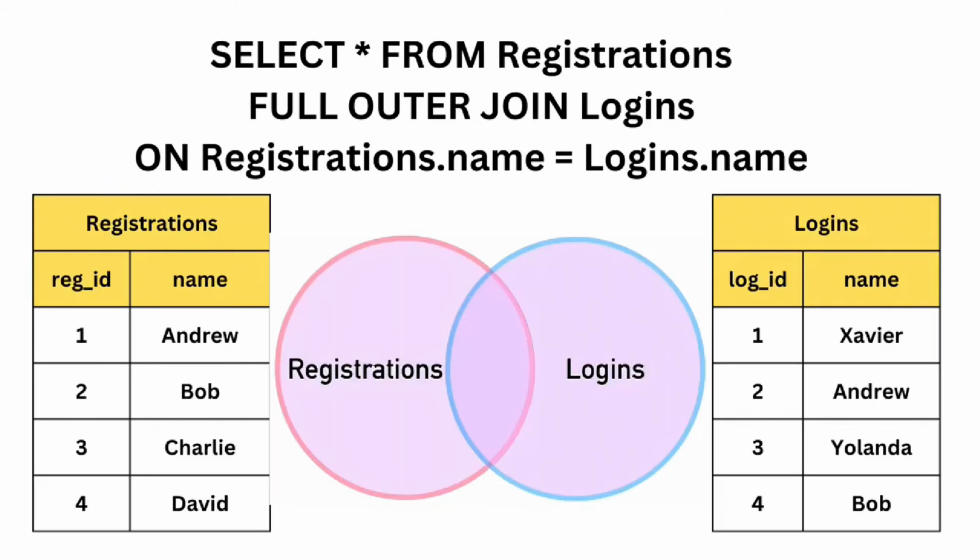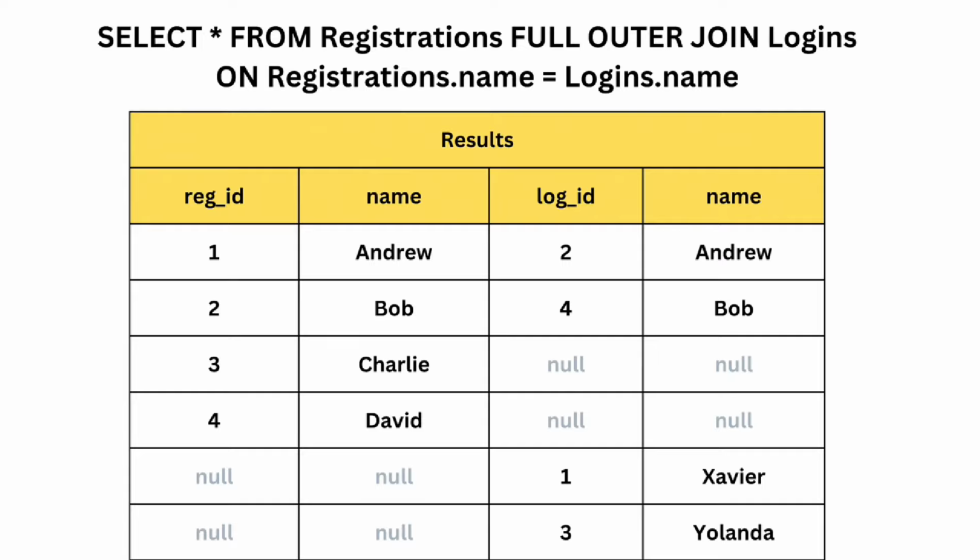So let's take a look at this. The actual syntax here would be select all the columns from registrations, perform a full outer join on logins on registrations.name equal to logins.name. Let's see how SQL thinks about this in the background. First, we're saying grab everything from the registrations table. I'm going to make the font a little smaller so we can fit in the results table. We're saying grab everything from registrations and a full outer join on logins. So we fill in first everything from registrations.